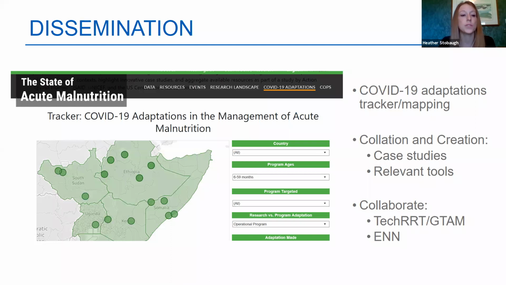So here's just a brief screenshot of the State of Acute Malnutrition website, where we've created a new page focused on COVID-19 adaptations. And you can see here where we'll have a tracker where we're hoping to highlight what adaptations are being made where. We're also hoping to collect and create case studies and relevant tools that may be used. And we'll also be collaborating with TechRT and GTAM and EN to disseminate further results. Next slide.